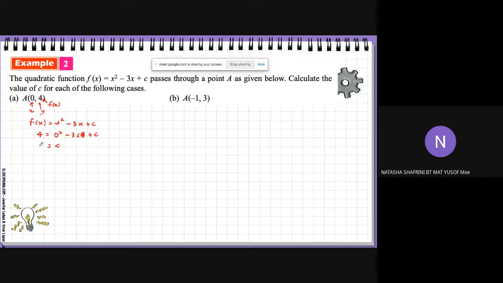Okay, 4. So c equal to 4. So kita dah jawab soalan yang pertama. Find the value of c.